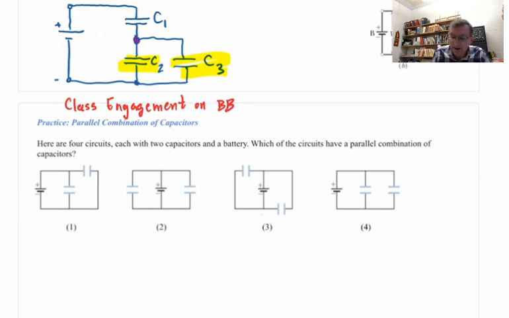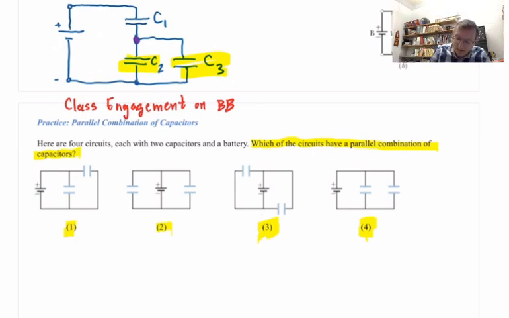So you've got 4 circuit diagrams here. They're numbered 1, 2, 3, and 4. Each one has a particular battery, same kind of battery, and 2 capacitors. Okay, you can think of them as being the same capacitor, it doesn't matter. And you can see the various ways that the capacitors are connected to the battery. The question, which of the circuits have a parallel combination of the 2 capacitors? Okay? Which of those 4 have a parallel combination of the 2 capacitors?